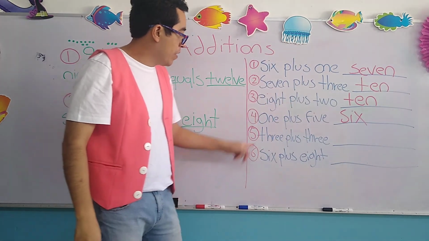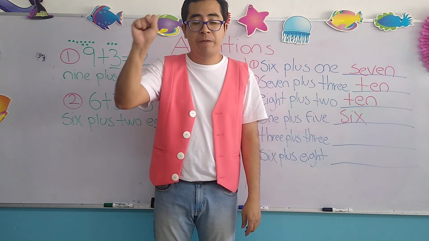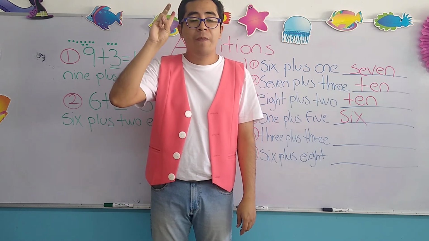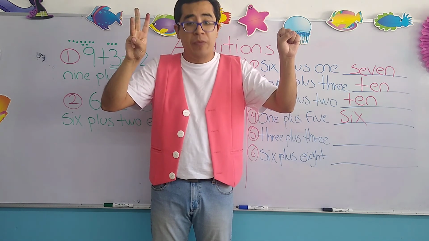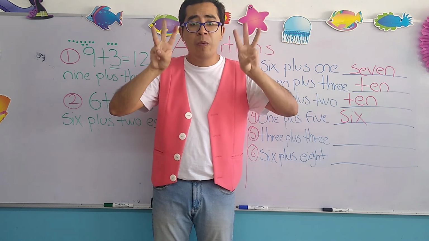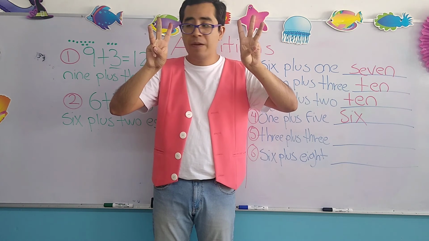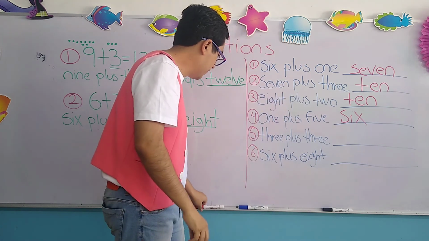Let's continue with number 5. It says 3 in the first hand, 3 fingers. 1, 2, 3. In the second hand, how many fingers? 3 more. 1, 2, 3. So what's the result? 1, 2, 3, 4, 5, 6 fingers.